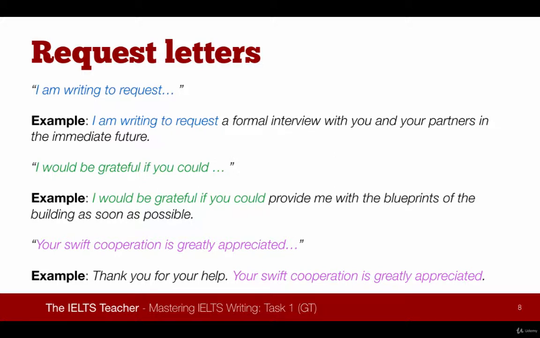I would be grateful if you could. Again, nice and polite, not if you can, but if you could. I would be grateful if you could provide me with the blueprints of the building as soon as possible. Maybe we're writing to an architect.